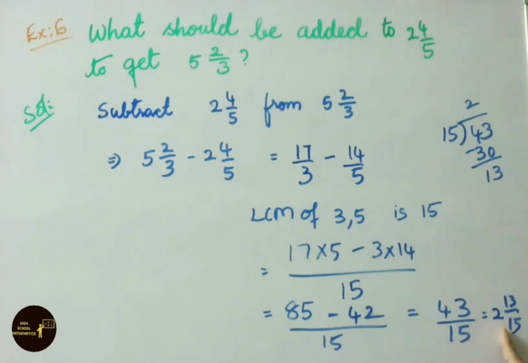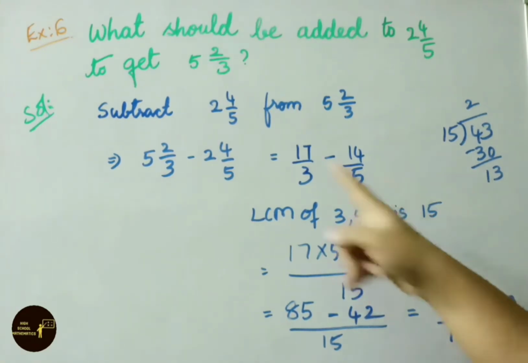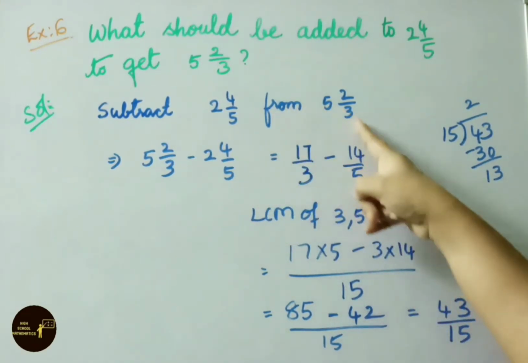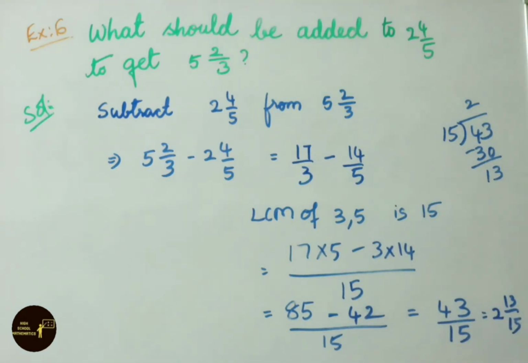Therefore, 2 13 by 15 must be added to 2 4 by 5 to get the answer 5 2 by 3. Today we have seen chapter 5, fractions and decimals, addition and subtraction of fractions with example sums.